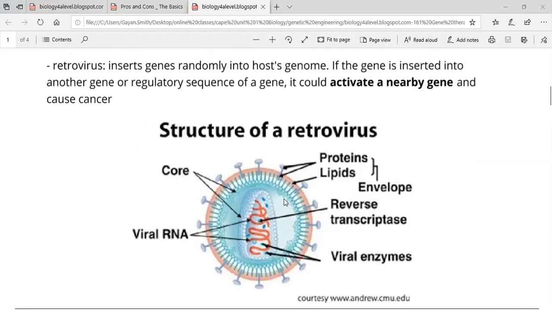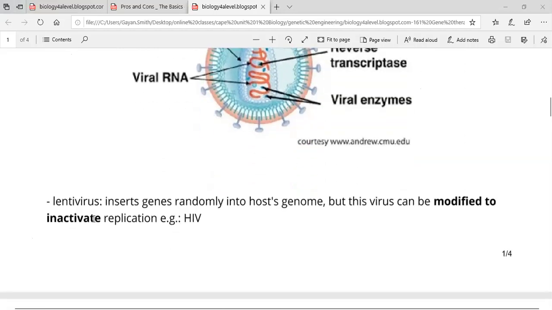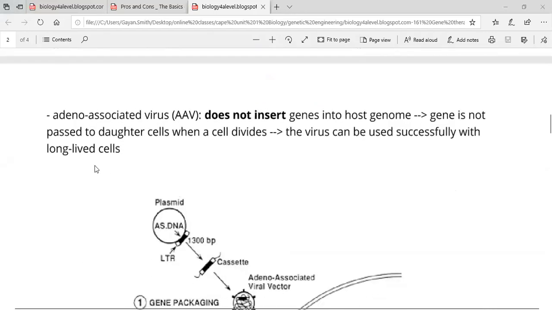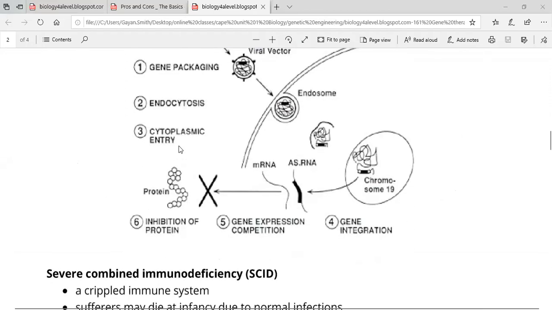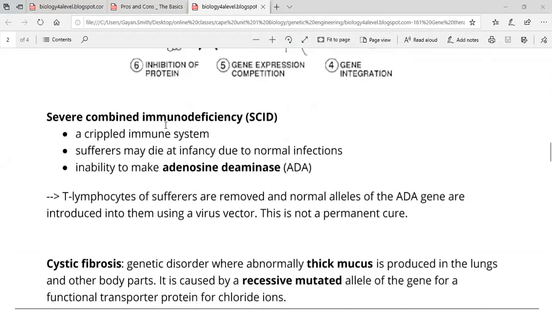So this is an example of the retrovirus. Lentivirus inserts its genes randomly into the host genome, but this virus can be modified to inactivate replication, for example, HIV. You have another set of viruses that do not insert their genes into the host genome, so the gene is not passed to the daughter cells when the cells divide, and the virus can be used successfully with long-lived cells. And then it talks about the SCID again that we saw, which is a crippled immune system.